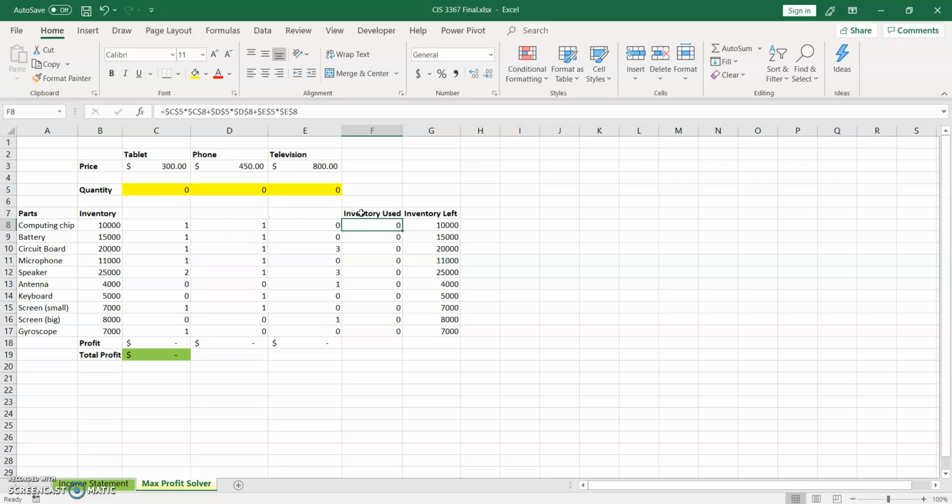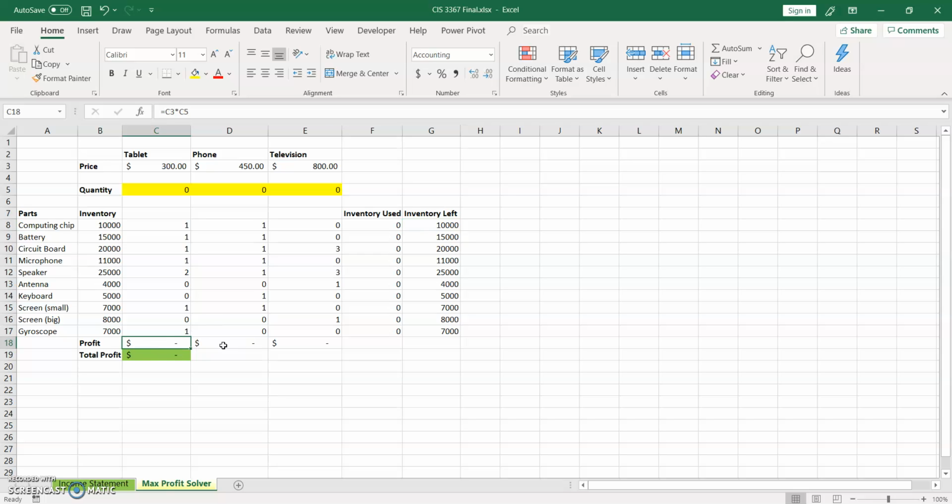And in order to compute this, we take the quantity, how much of the product is made, times the parts that are needed, and then plus, for the next product, quantity times part, plus quantity times part for this one. This inventory left column is just the total inventory that we had at the beginning of the year, minus what we've used, and we see if there's anything left over.